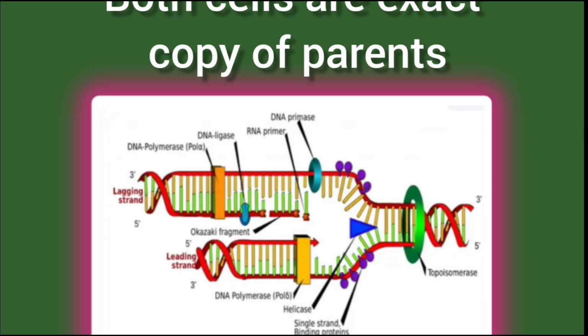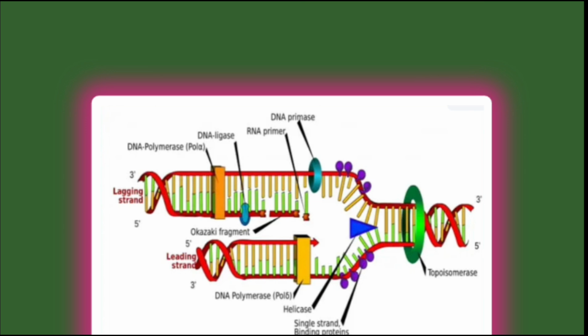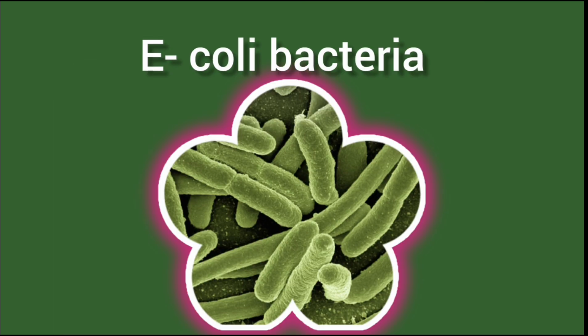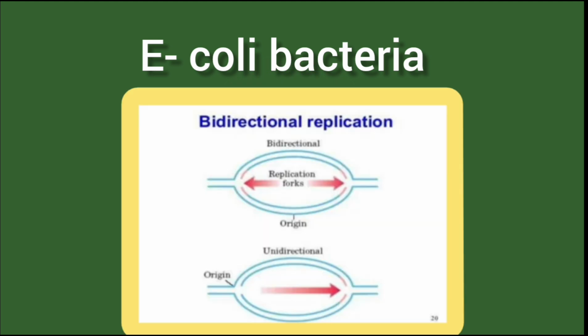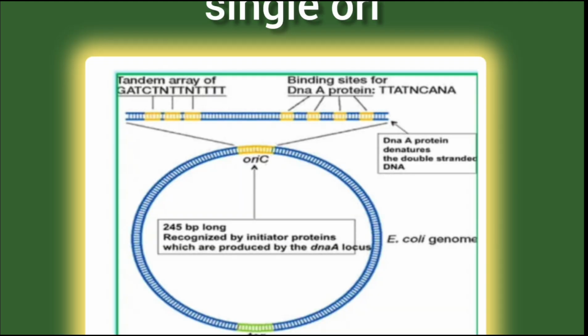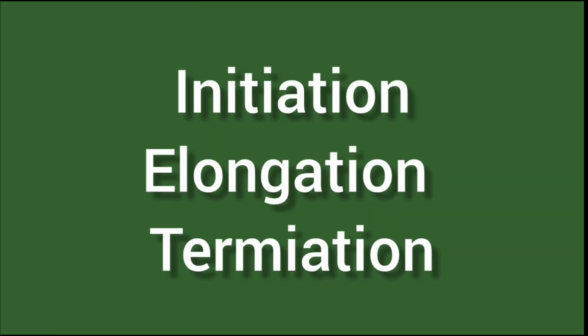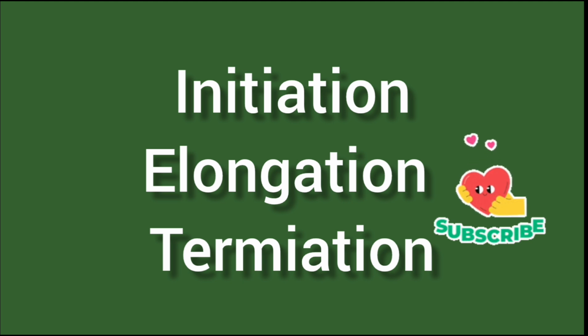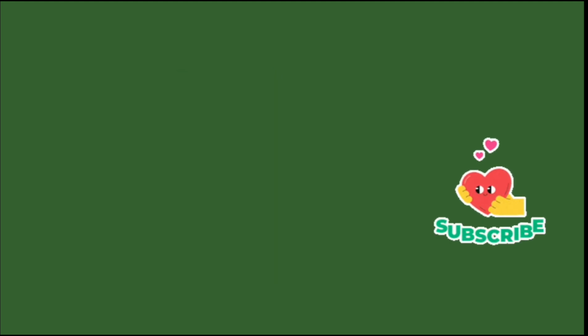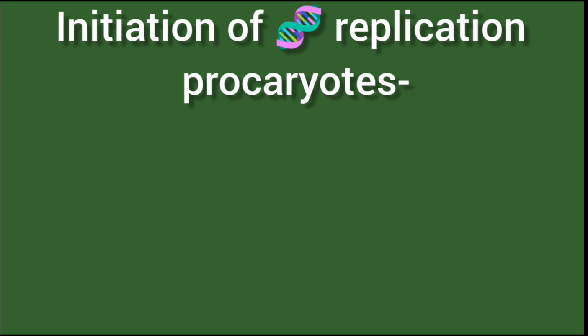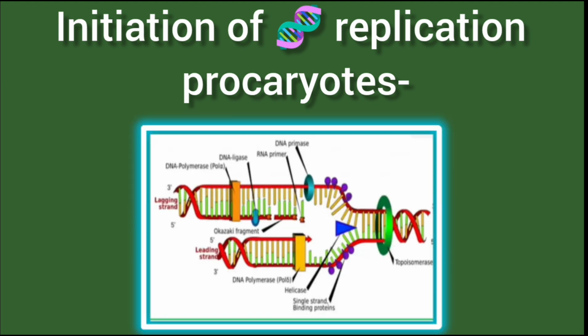DNA replication is studied in a model organism, that is E. coli. Replication is a bidirectional process, as we know, and it originates at a single origin of replication in the DNA. DNA replication completes in three steps: initiation, elongation and termination. In this video, we will look at the initiation process, that is, DNA replication initiation in prokaryotes.